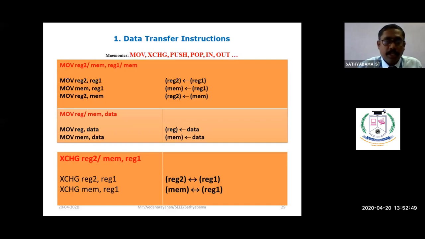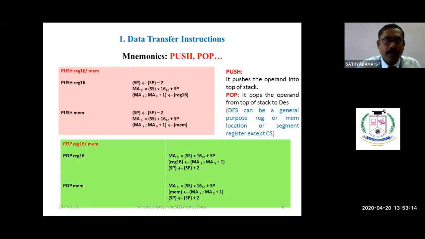The third one is the exchange operation. Exchange can be between register to register or register to memory. For register to register, it is XCHG, space, register 2 comma register 1. From register 1 the data is moved to register 2, and the other way around. Or else register 1 and memory can be exchanged. Next one is push and pop instructions.